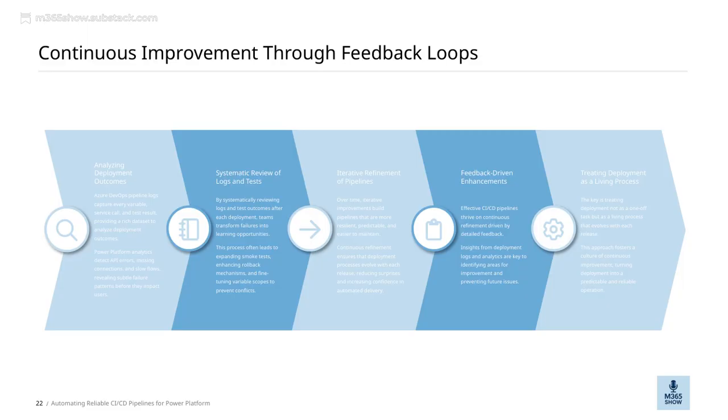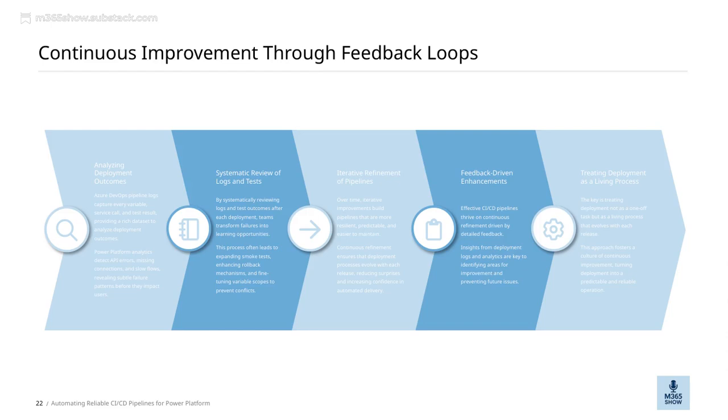This continuous refinement means that with each release, our deployment processes adapt and improve, reducing surprises and increasing our confidence in automation. A vital part of this process is systematically reviewing logs and test outcomes after every deployment. This approach turns failures into learning opportunities, allowing us to expand smoke tests, improve rollback mechanisms, and fine-tune variables to prevent conflicts. Azure DevOps pipeline logs play a significant role here.